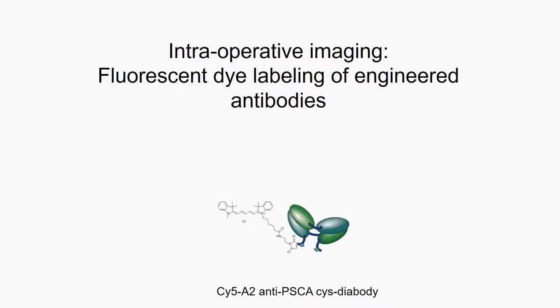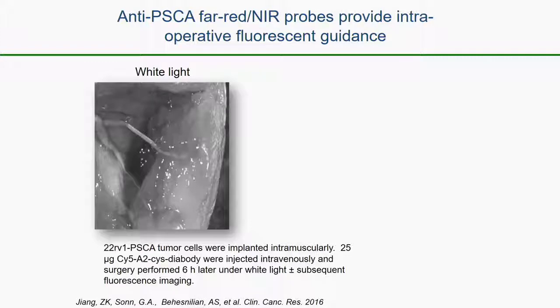So here's an example of using fluorescent dye labeling of these engineered antibodies. Again, PSCA specific. This is a dye body that has a C-terminal cysteine, and we've used site-specific conjugation to put a fluorescent dye on. This was work done in collaboration with Rob Reiter, who's a urologist at UCLA, and his surgery fellow. So they implant these tumor cells intramuscularly, and it makes a very nice invasive tumor model.